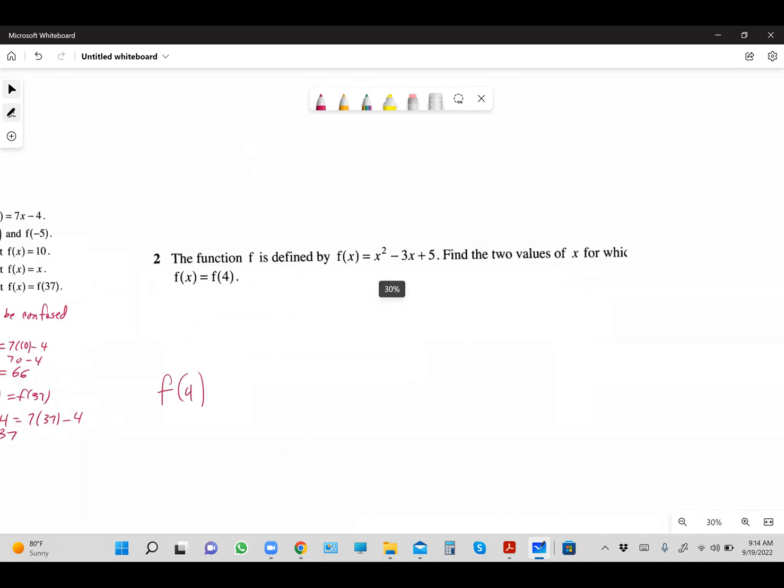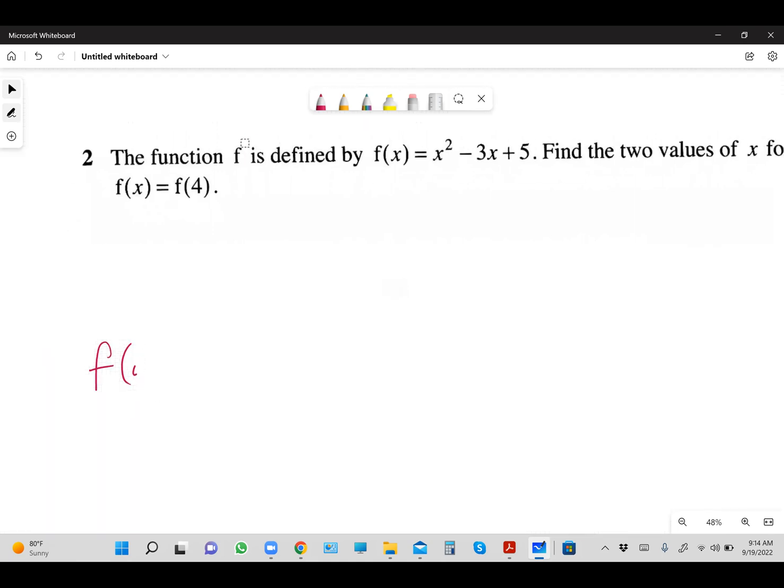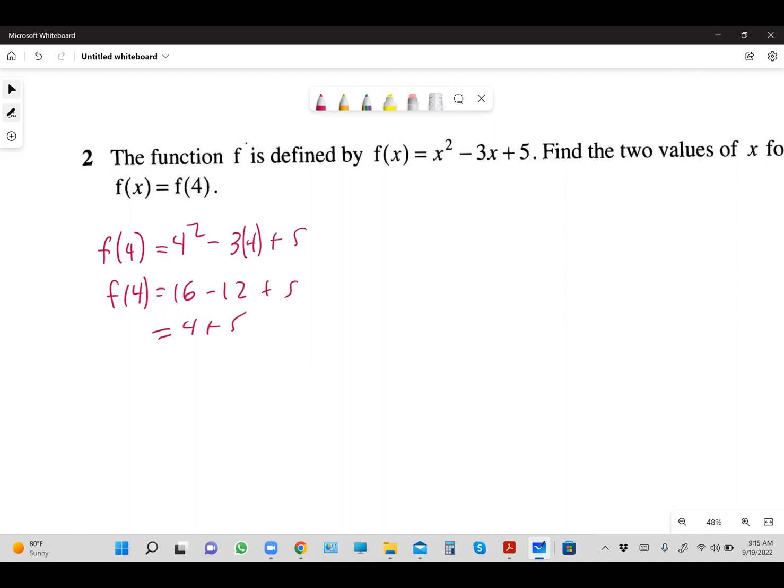Let me zoom in there a little bit because it's a little bit too far away. F of 4. So we got f of 4 here, super simple. 4 squared minus 3 times 4 plus 5. So f of 4 equals 16 minus 3 times 4, minus 12, plus 5. So that's 4 plus 5. It's 9. So evidently f of 4 equals 9. So now, for what two values will you get 9 there?